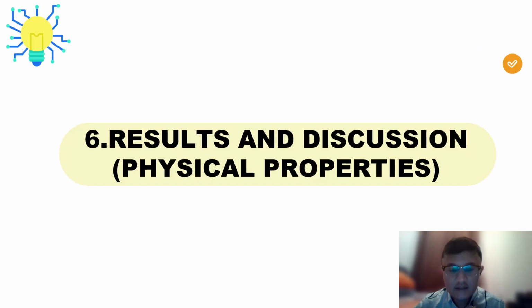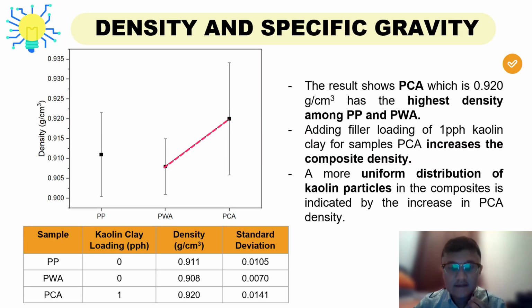Results and discussion for physical properties. For the density and specific gravity, the results show PCA, which is 0.920 gram per centimeter cubed, has the highest density among PP and PWA. Adding filler loading of 1 pph kaolin clay for sample PCA increases the composite density. A more uniform distribution of kaolin particles in the composites is indicated by the increase in PCA density.